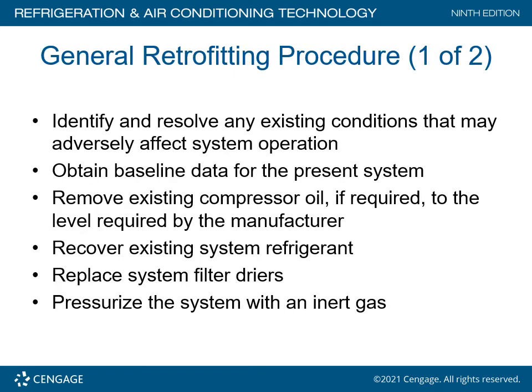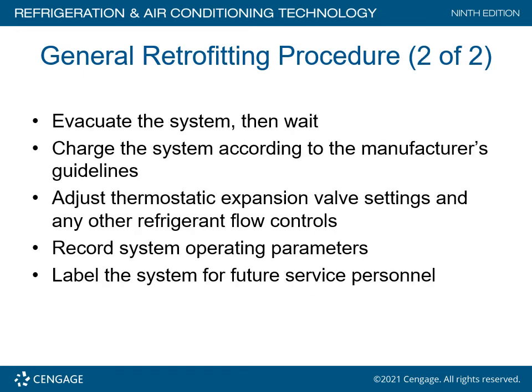General retrofitting procedure. One and two, identify and resolve any existing conditions that may adversely affect the system operation. Obtain baseline data for the present system. Remove the existing compressor oil. This is a lot of work, especially in hermetic compressors. Remove it to the level required by the manufacturer. Recover existing refrigerant. Replace the system filter dryers. Pressurize the system with an inert gas such as nitrogen. Check for leaks. Evacuate the system, then wait.